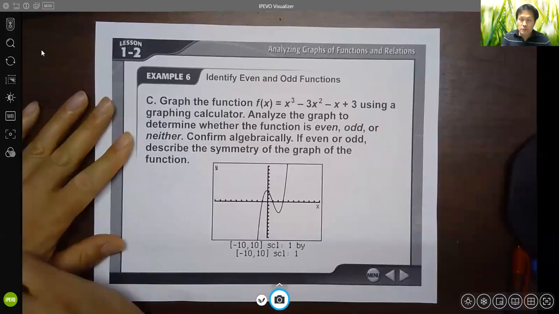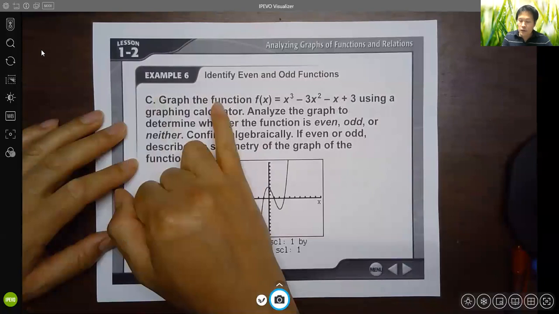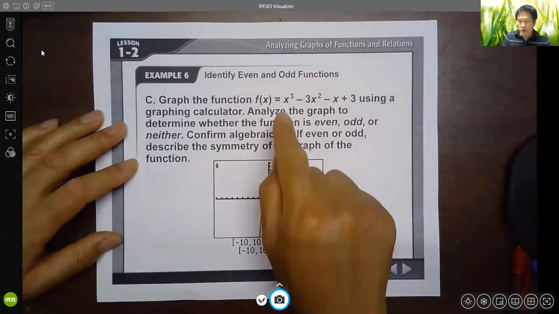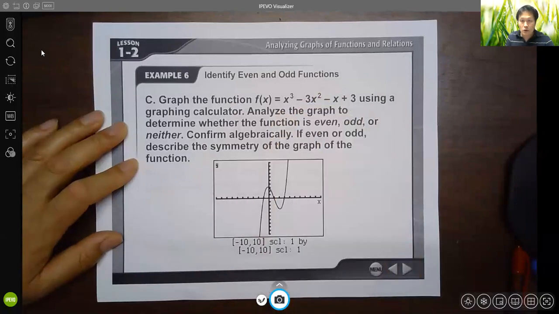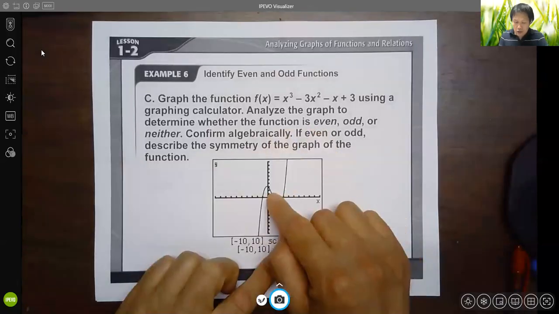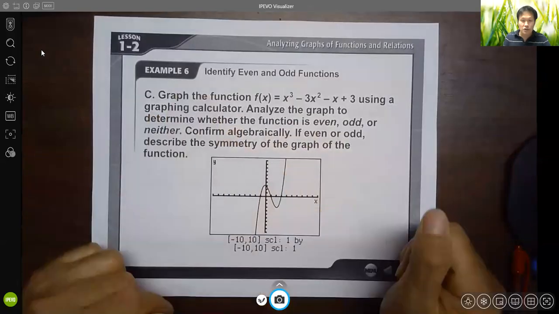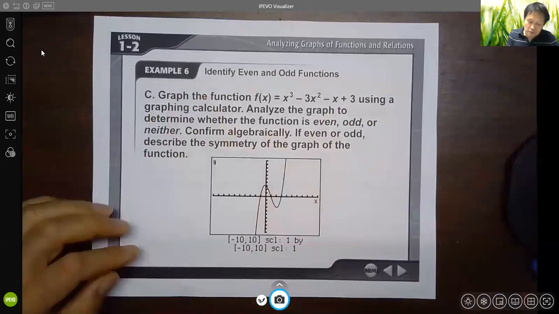Okay, pause it. Please try. Graph the function f of x equal to the following using a graphing calculator. Analyze the graph. Okay, look at it. Is that symmetric over the y-axis? No. Even function is gone, busted. The right top corner, this portion and that portion, can you reflect and match here? It's not matching here. It's not odd either.